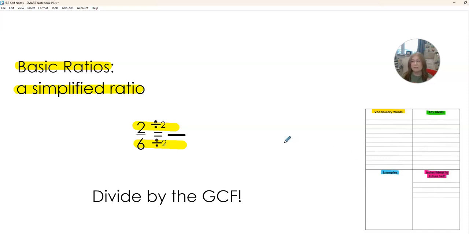Our next type of ratio is a basic ratio, and this is just a simplified ratio, right? If it's a fraction, we can simplify by dividing by the GCF. So 2 and 6 can both be divided by 2. That's their GCF. So 2 divided by 2 is 1, and 6 divided by 2 is 3. So 1/3 is the basic ratio. That's simplified. And 2/6 is an equivalent ratio, as was 4/12. So they're all equivalent, but the basic one is the most simplified version. 1 and 3 can only be divided by 1, so we know it's simplified when 1 is the GCF.